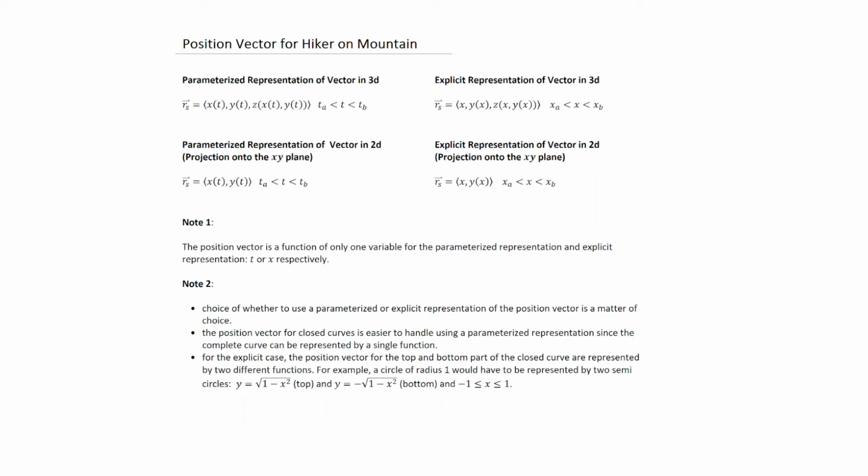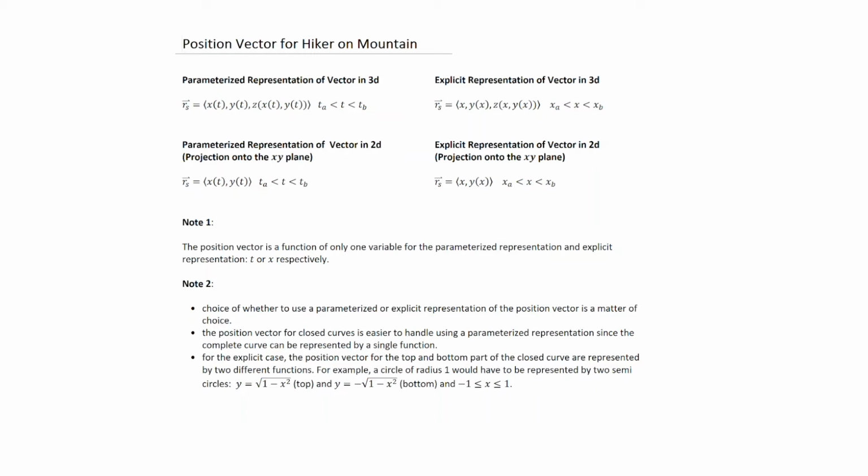In the case of parameterized representation, the variable is t, whereas in the explicit representation it is x. All right, so that's another note here: how do you make a decision as to whether or not you use a parameterized representation of the position vector or an explicit representation? It's actually going to be a matter of choice, but there are certain rules of thumb which will be helpful.